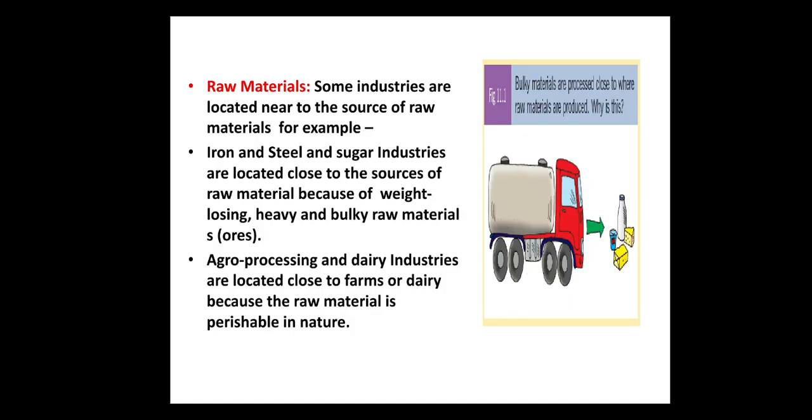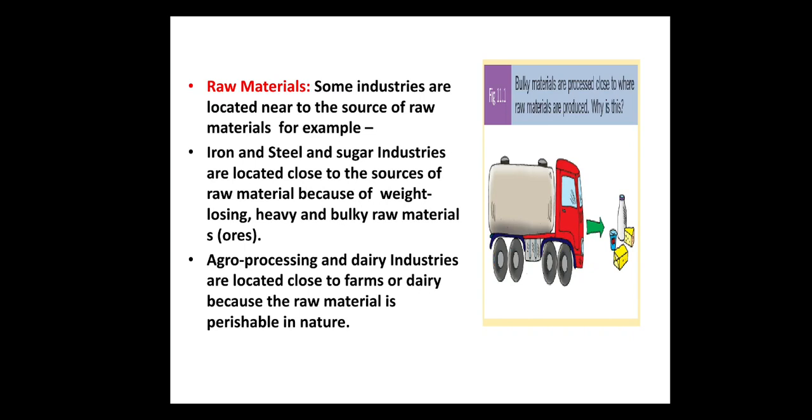Next is raw materials. In order to produce any kind of goods, an industry needs raw materials. Some industries are located near the source of raw materials. For example, industries such as the iron and steel industry and the sugar industry are mostly located where? They are mostly located near the source of raw material.